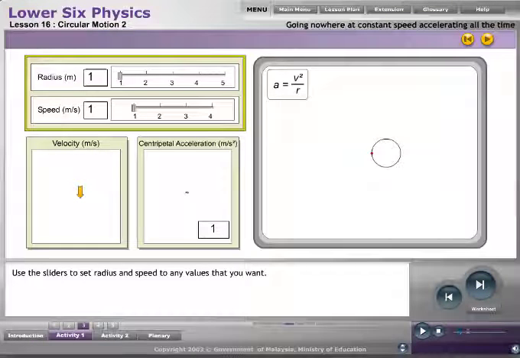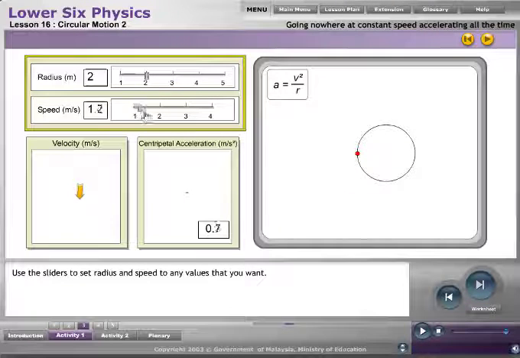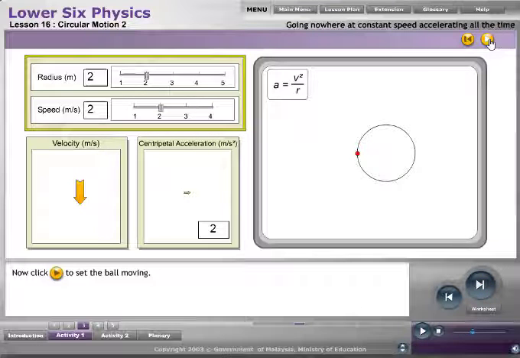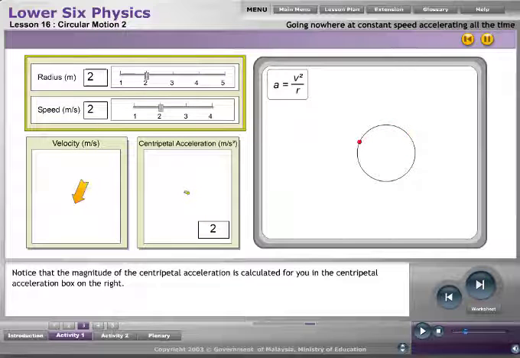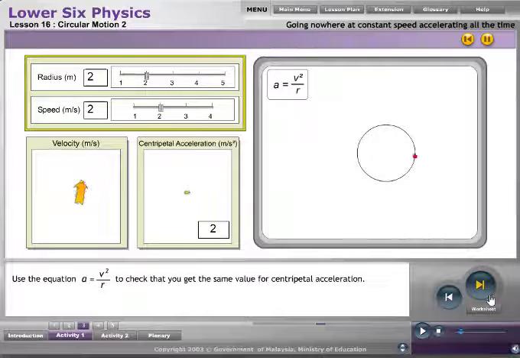Use the sliders to set radius and speed to any values that you want. Now click play button to set the ball moving. Notice that the magnitude of the centripetal acceleration is calculated for you in the centripetal acceleration box on the right. Use the equation a equals v squared over r to check that you get the same value for centripetal acceleration.